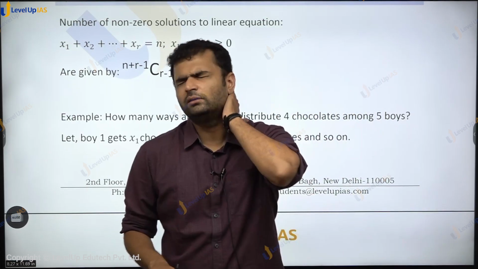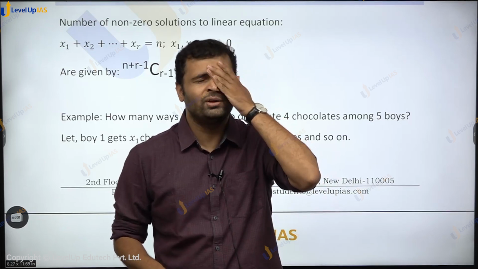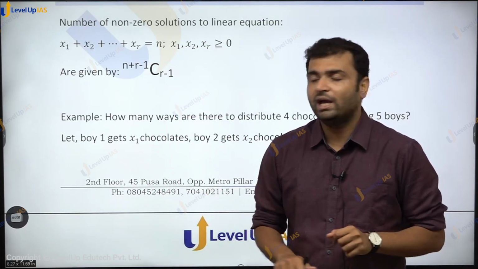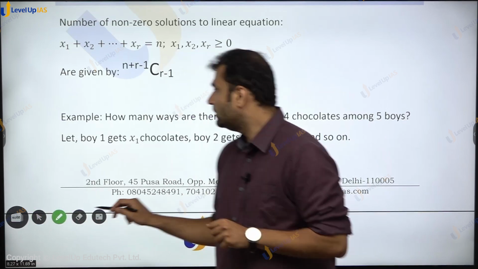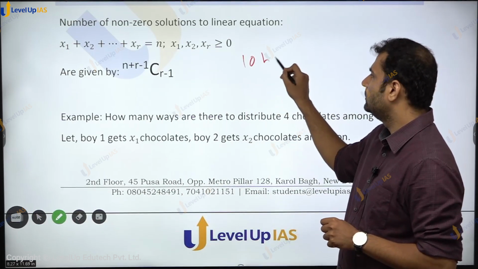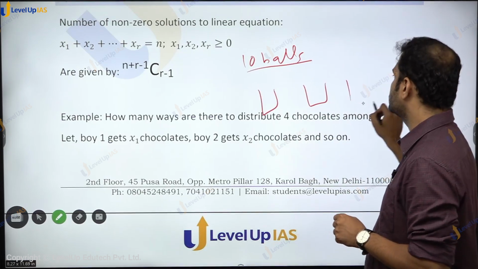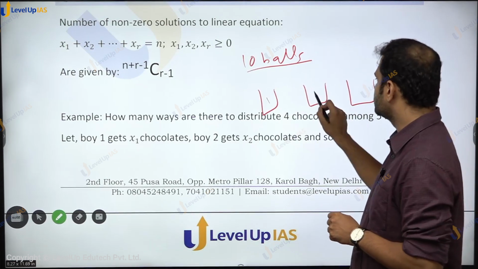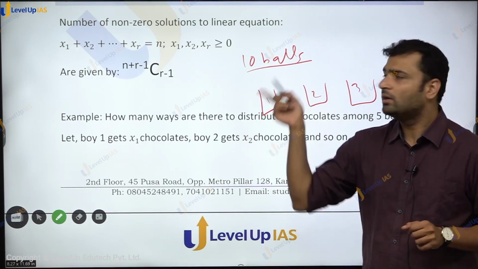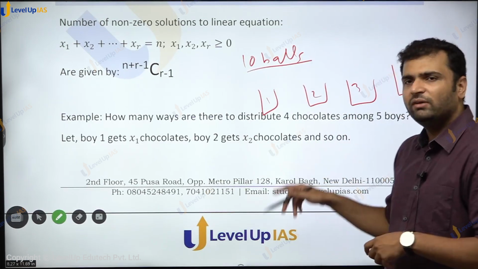I think there is one more example that came this time. Let us say we have 10 balls. These are the same balls, 10 balls, and we want to put them in 4 boxes. Box 1, box 2, box 3, box 4. Boxes are different, balls are the same. How many ways are there to do it?